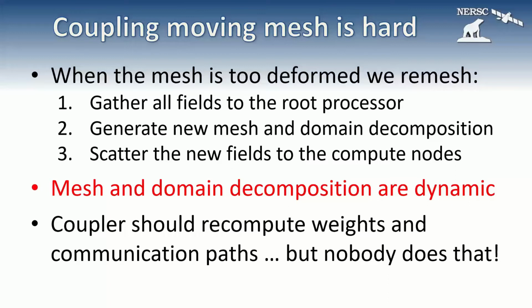But the problem is that both the mesh and the domain decomposition are dynamic in this case. So we would essentially want a coupler that not only recomputes the weights every time we remesh, but also computes the communication pathways. And there is no off-the-shelf solution for that, or at least there was not when we were starting this project. Things have been advancing in that direction, but I'm not sure if there is one now.